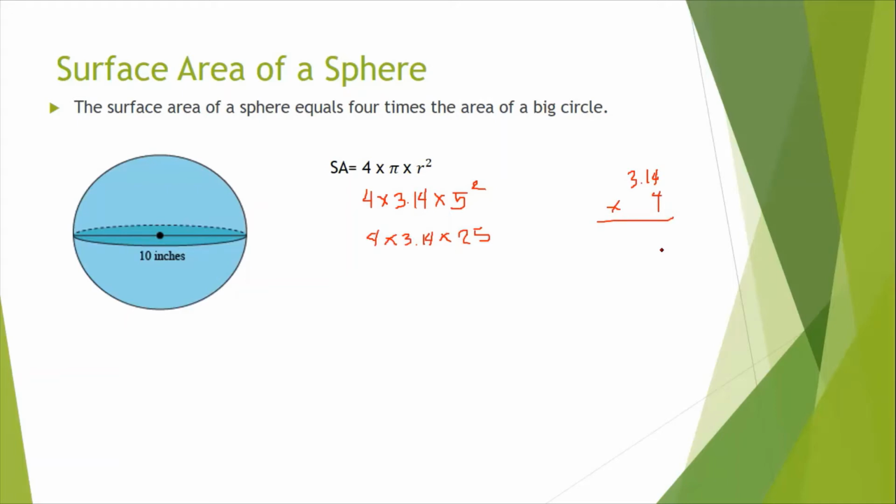So 4 times 4, 4, 8, 12, 16. Carry 1. 4 times 1 is 4, plus 1 is 5. 4 times 3 is 12. So how many decimal points? We have 2 decimal points, so we have here 12.56. 12.56 times 25. Okay, so let us now multiply.